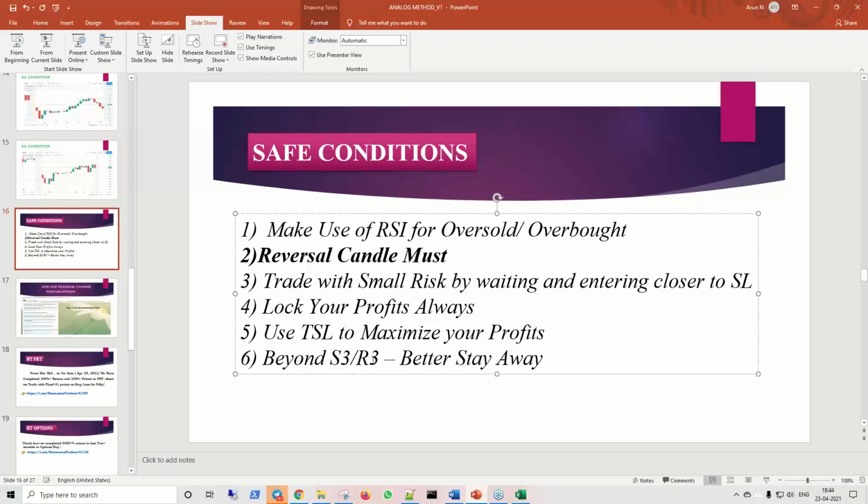And whenever the opening is beyond S3 or R3, always better stay away. You can enter into the trade as long as the opening is between S2 and S3 or R2 and R3.